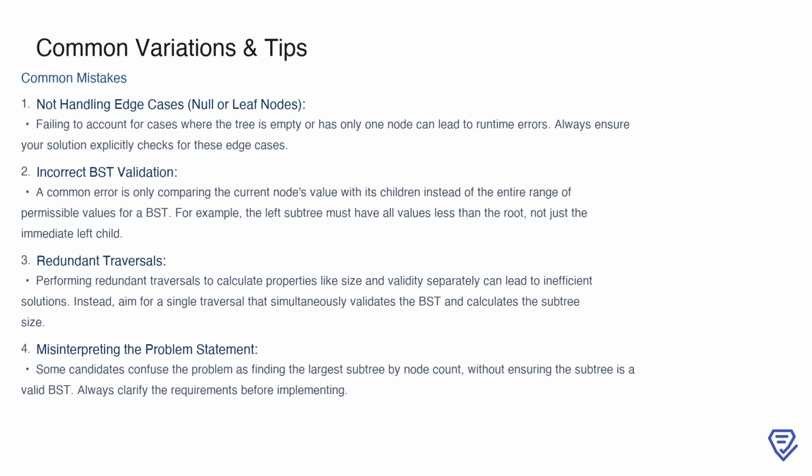Another pitfall is performing redundant traversals. If you calculate properties like size and validity in separate passes, it can make your solution inefficient. Strive for a single traversal that handles both. Lastly, some misunderstand the problem itself, thinking it's just about finding the largest subtree by node count, rather than ensuring the subtree is a valid BST. Be sure to clarify the requirements before diving into the implementation.